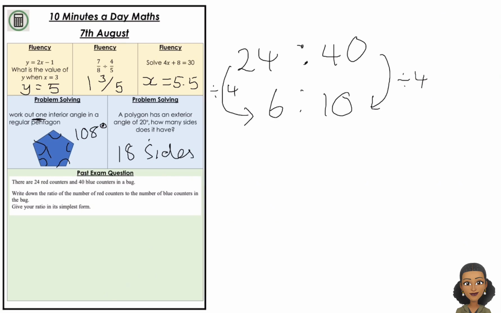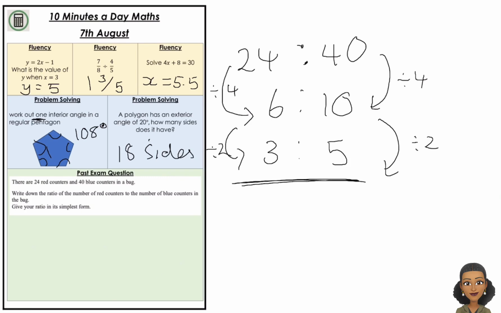What number goes both into 6 and 10? That's 2. So we're now going to divide each side by 2. 6 divided by 2 is 3. And 10 divided by 2 is 5. So can we go further? No, it's 3/5. Now what I did there is I broke it down into numbers that I know.